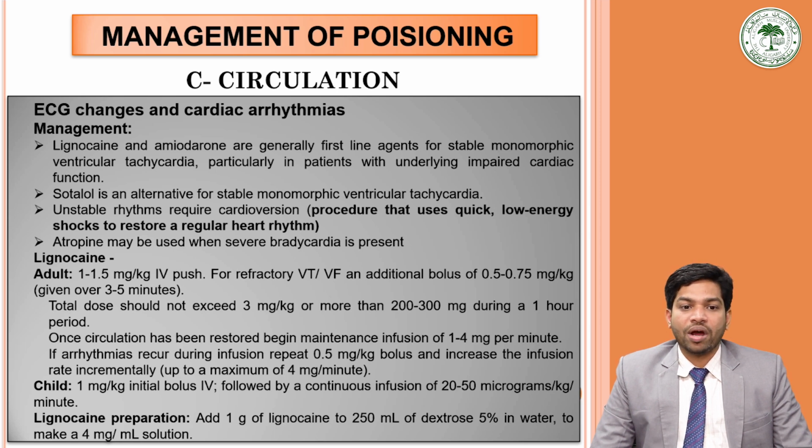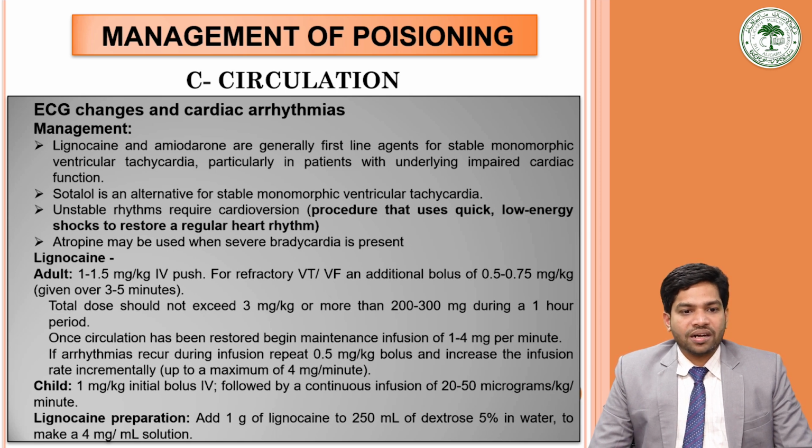Unstable rhythms require cardioversion. Cardioversion is the procedure that uses quick low-energy shocks to restore the regular heart rhythm, that you may see when you have training in BLS or ACLS. You learn to use the defibrillators. Atropine may be used when severe bradycardia is present.